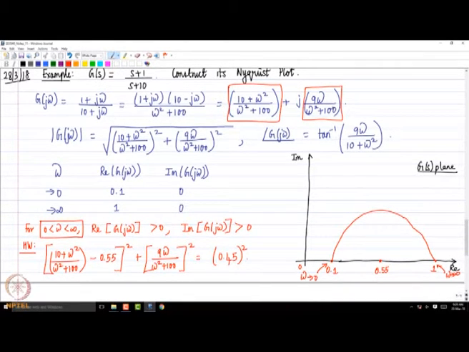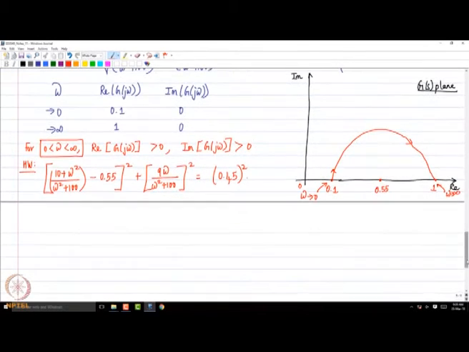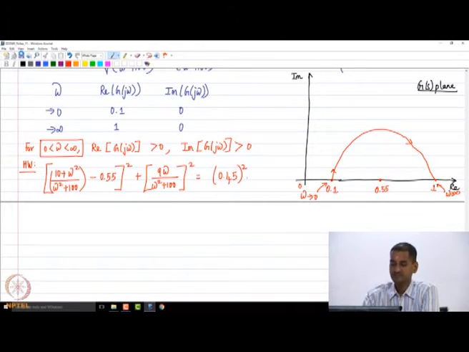Okay, is this okay? Yeah, it looks like so. Any questions? Okay, so it has the maximum value at 0.55. So that is what we have. The radius is going to be 0.45. So that is the Nyquist plot. Please do this as homework; you can double check that this is the equation in this scenario.